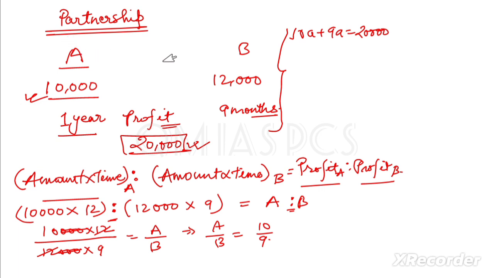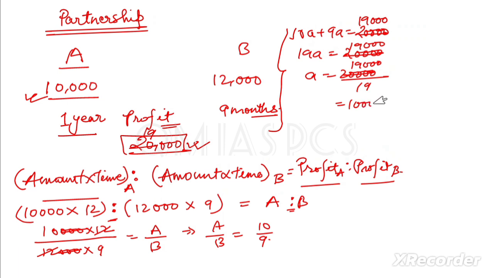So this is 19a, this is 20,000. I think I should take it 19,000 for better calculation right now, otherwise it will come in decimal. So I'm taking this as 19,000. 19,000 divided by 19, so we will have 1,000. A is equal to 1,000.